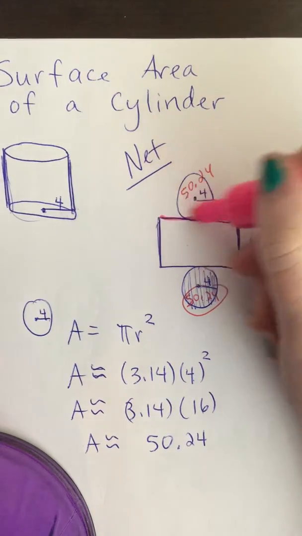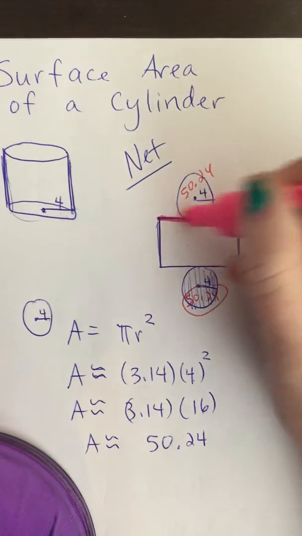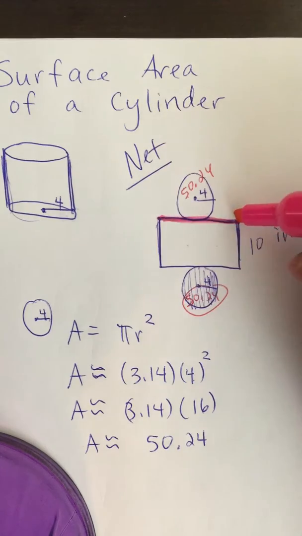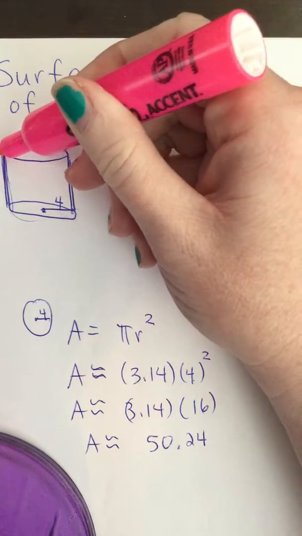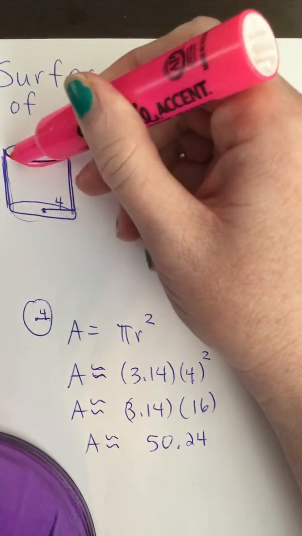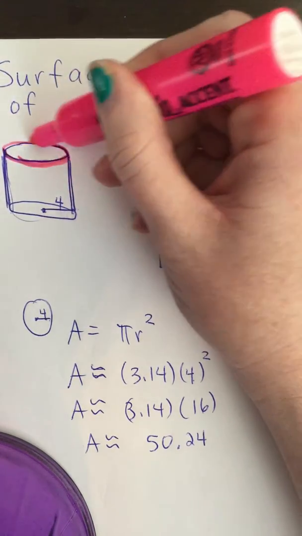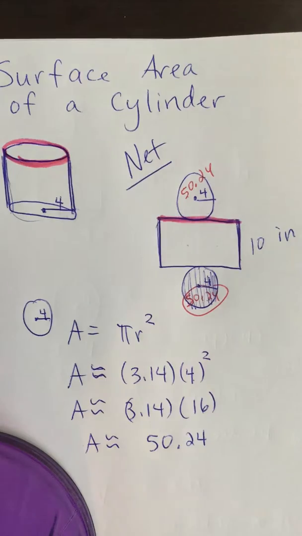So here is this part right here. I want to know what that length is, because I need to do length times width, or base times height, same thing. So this part is that right there, and it goes all the way around. So we need to find that.